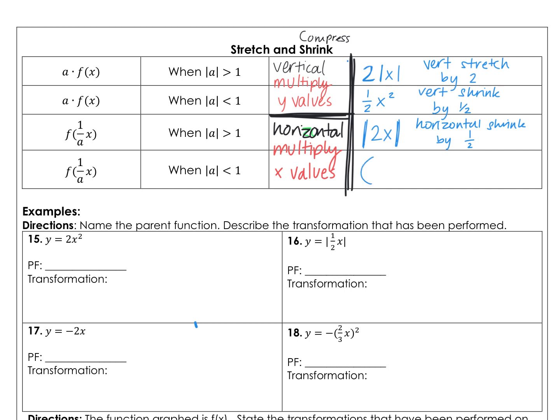And then if I have something like this, again, where it's inside, so it is horizontal, you would think it would be a horizontal shrink because it's less than 1, but actually it's not. Because inside is a liar. It always does the opposite of what you think. Horizontal stretch. It's horizontal stretch by not 1/2, but by its reciprocal, 2. I know it's weird. You just gotta trust me, okay? That's gonna take some time to get used to. No, you're not gonna memorize it today.